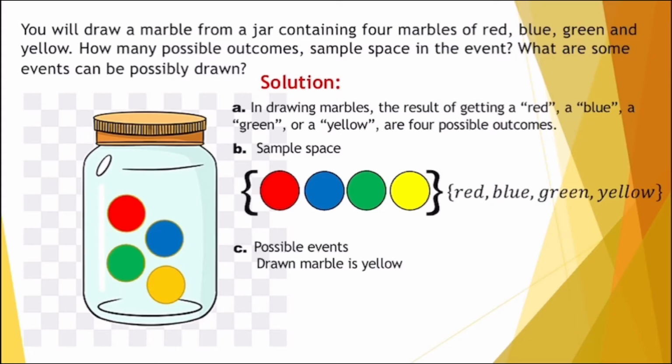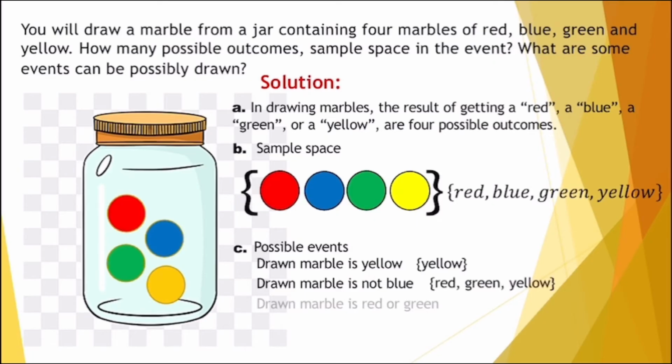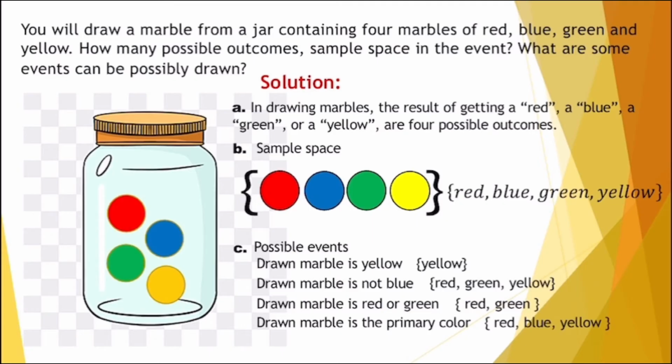Drawn marble is yellow. The result is yellow. Drawn marble is not blue. We have red, green, and yellow. Drawn marble is red or green. The result is red and green. Drawn marble is a primary color. So we have red, blue, and yellow. And drawn marble is not a primary color. The result is green. That is our second experiment.